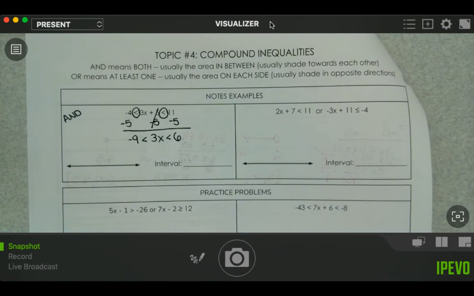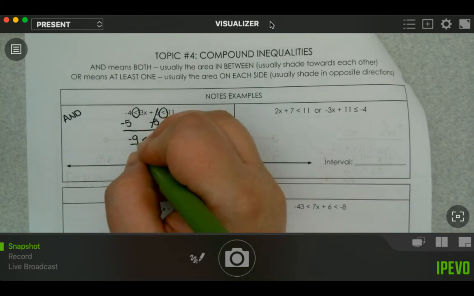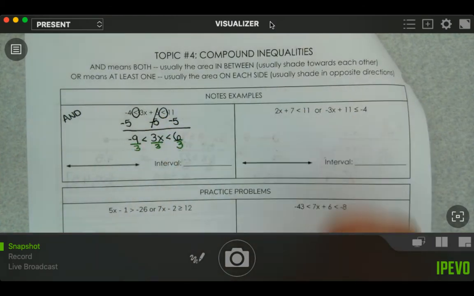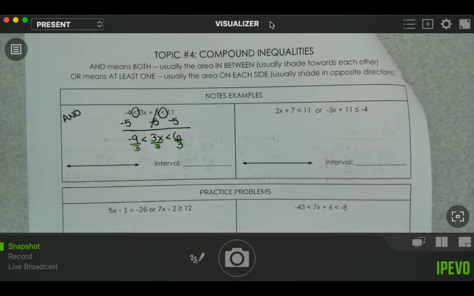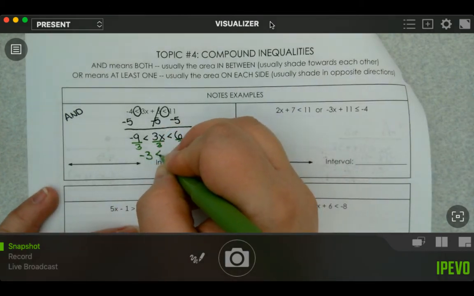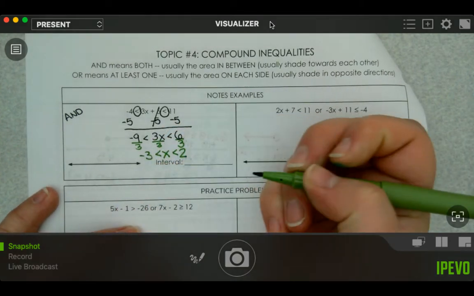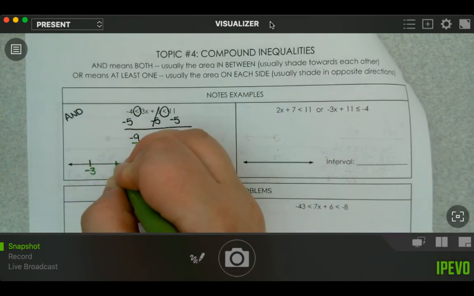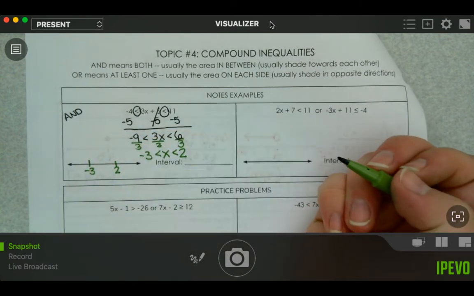Then I'm going to divide by 3 on everything because, again, I want x to be all by itself. So to get rid of this 3 in front of x, to get rid of any number that's in front of x without any symbols in between, you divide. So that leaves me with negative 3 is less than x is less than 2. That means negative 3 and 2 are my two numbers that go on the number line.